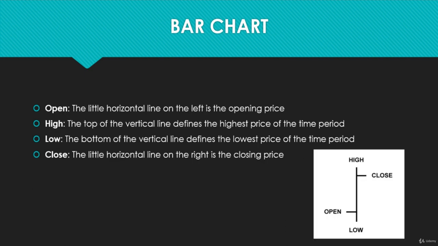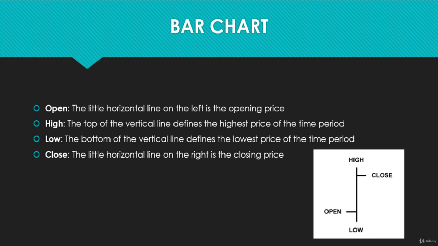Let's dive in now. Here I will explain it more to you. As you see in the picture here, this is the open. The open is the little horizontal line on the left, the opening price. The high is the top of the vertical line, the highest price of the time period.